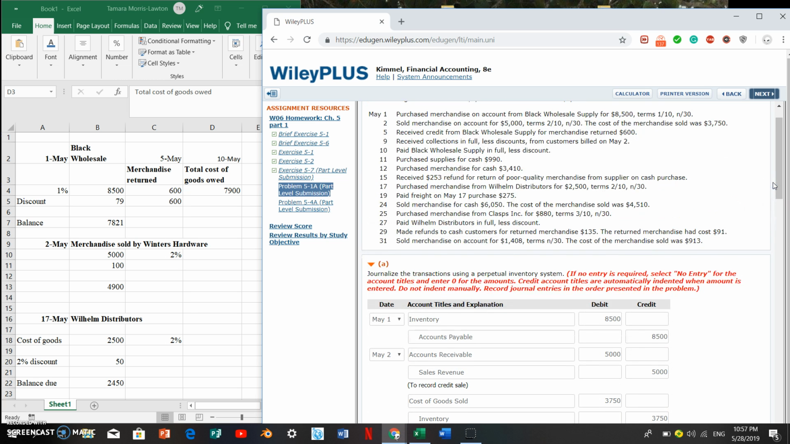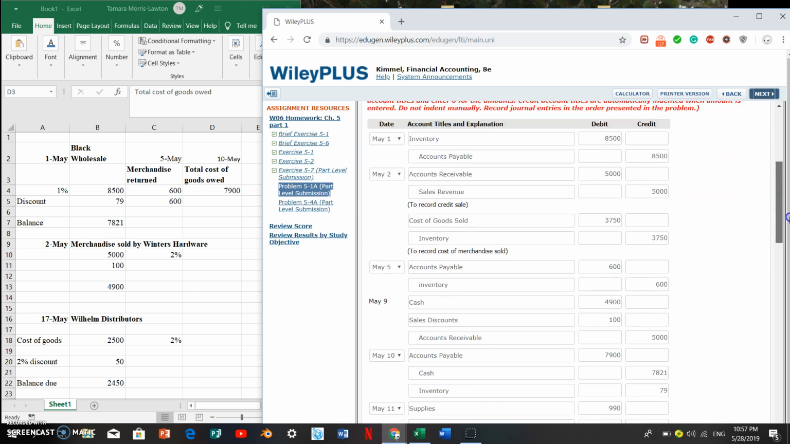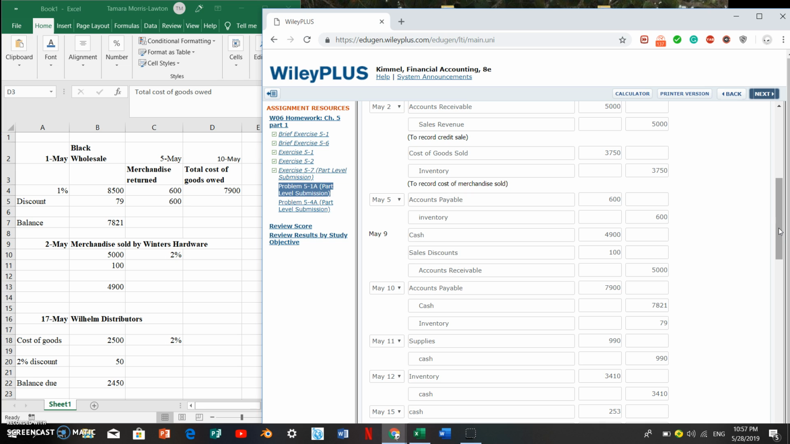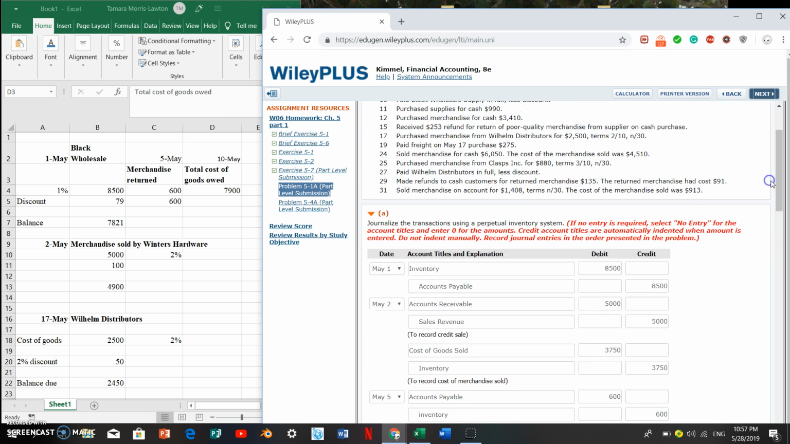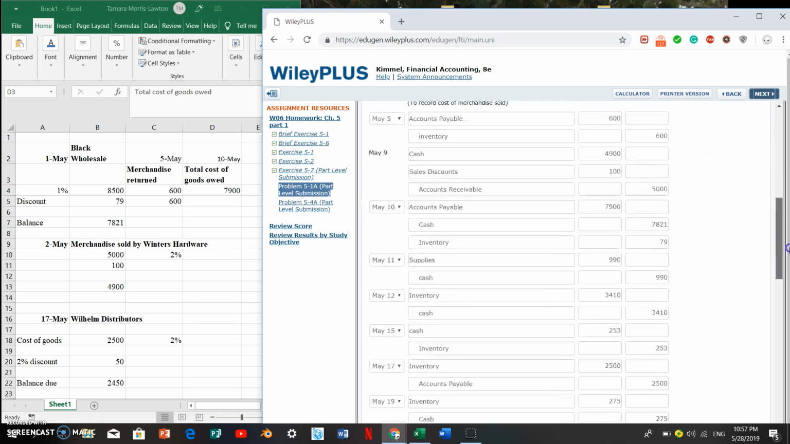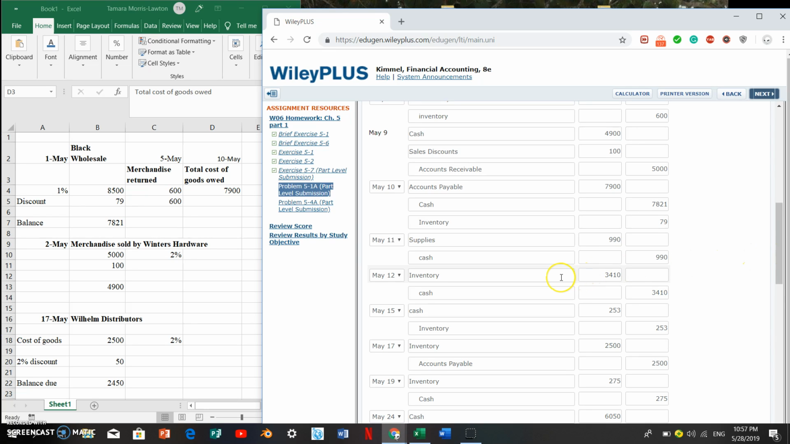On May 11th, they purchased supplies for cash for $990. Now remember that supplies is not merchandise. It's not goods that they're going to sell. Supplies is what they buy to use in-house. So we debit the supplies account with $990 and credit the cash account with $990. On May 12th, they purchased merchandise for cash for $3,410, so we debit inventory with $3,410 and credit the cash account with $3,410.